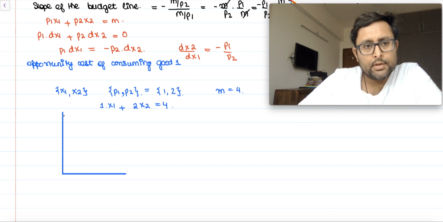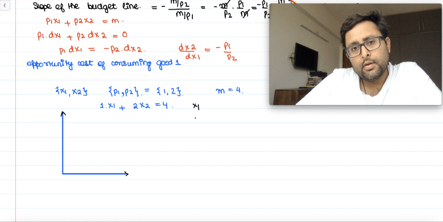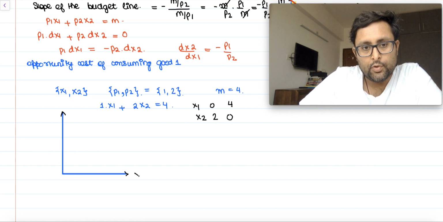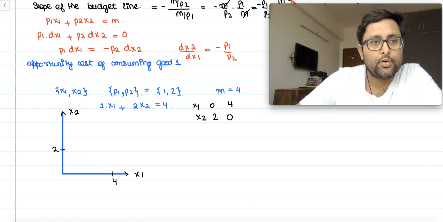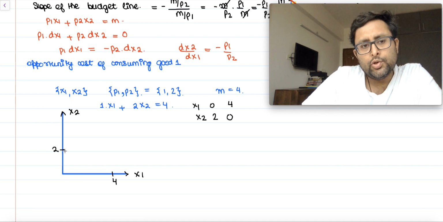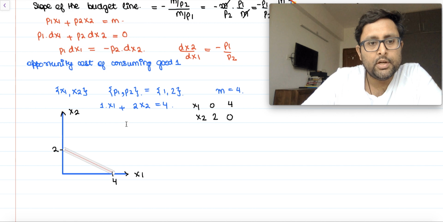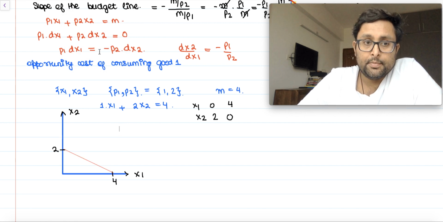You want to draw this. So just think about it. x1, x2. x1 is 0, x2 is 2; x2 is 0, x1 is 4. You join them by a line segment. You get this line segment out here, and this is what your budget line is.